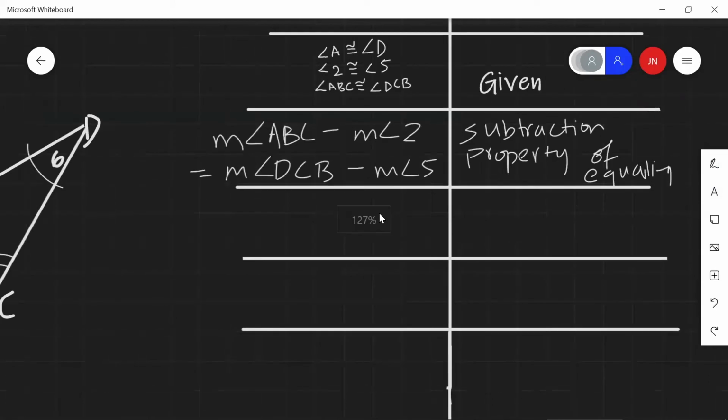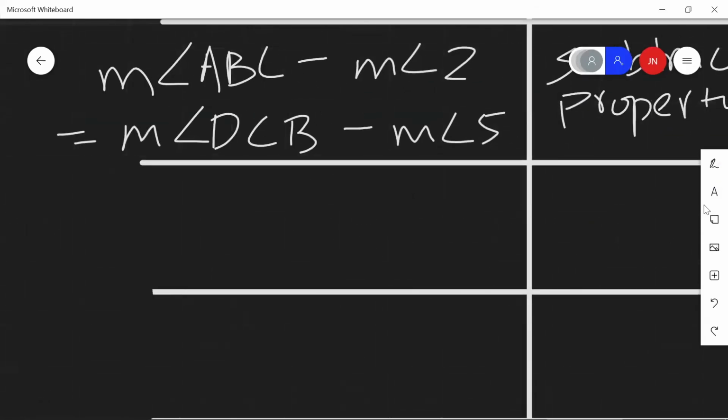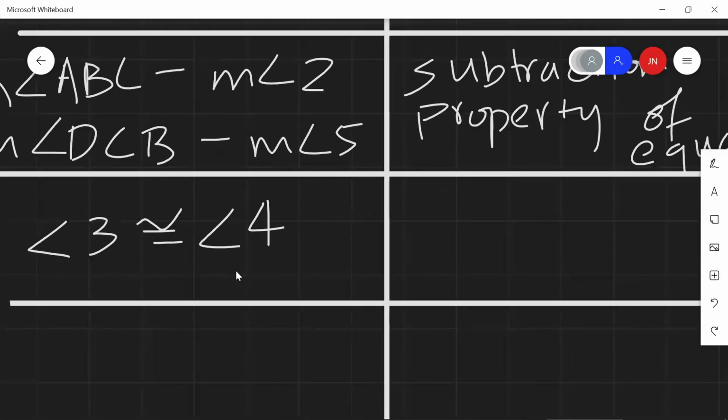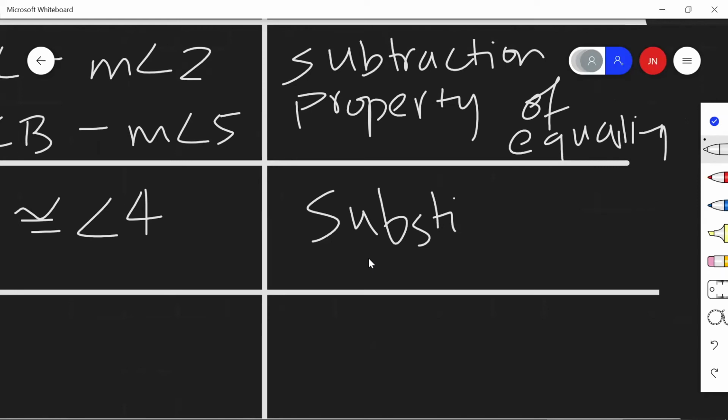All right, and let's look at, from here, we're going to get, as mentioned, angle 4 and angle 3 congruent with one another. So angle 3 is congruent with angle 4. And that's just because of the substitution property. We can substitute the measurement of angle 4, or the subtraction identity between those two, as angle 3 and angle 4. So we're just substituting both of them in.